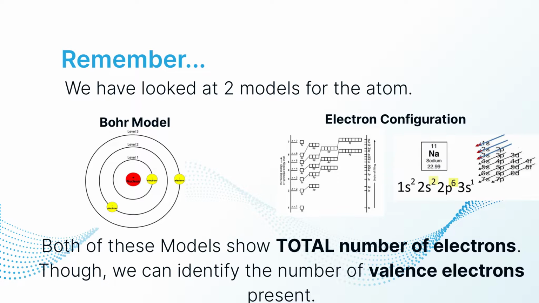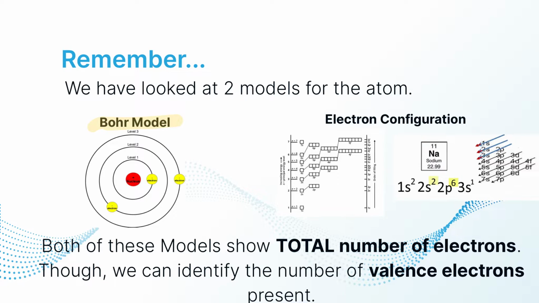So if you recall, we've looked at one model, starting with spring 2022. We've studied the Bohr model. There are two models for the atom that actually exist. The electron configuration model is a more accurate model, but explicitly writing electron configuration for an atom is not required as of 2022. So we've only really looked at the Bohr model.